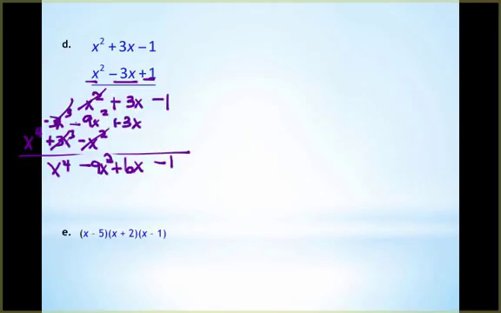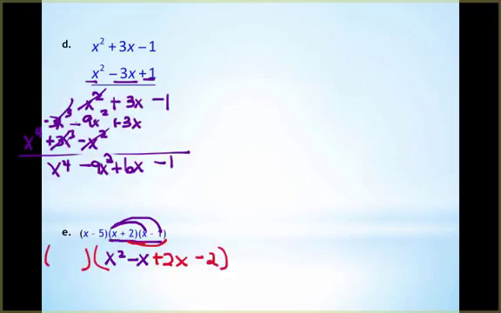In our last problem, we're going to multiply 3 binomials. So what you want to do is you want to start by taking 2 of those and multiplying them together first like we did previously. So I'm going to multiply these 2 together first by using distributive property. X times x is going to be x squared. X times negative 1 would be minus x. Then 2 times x would be plus 2x. 2 times negative 1 would be minus 2. Now remember, that still has to be multiplied by x minus 5.